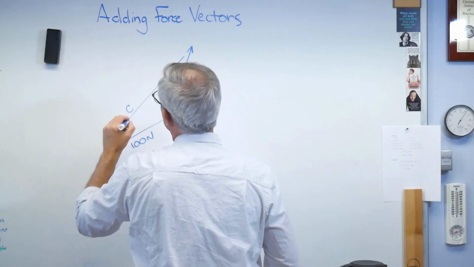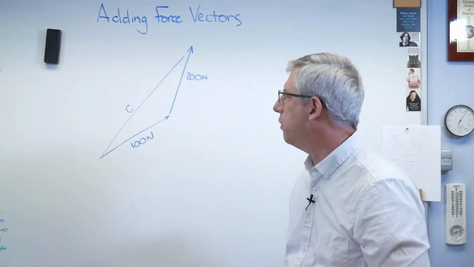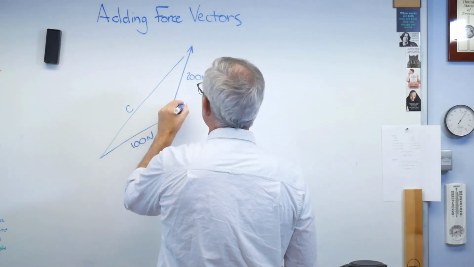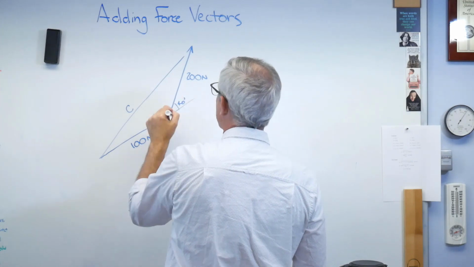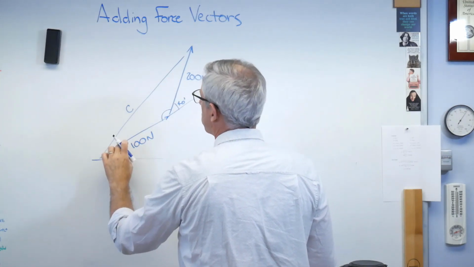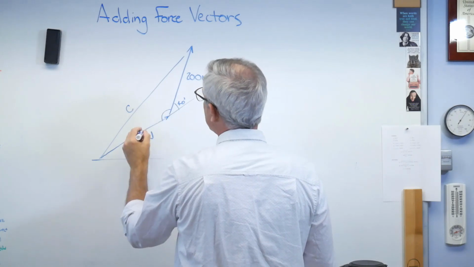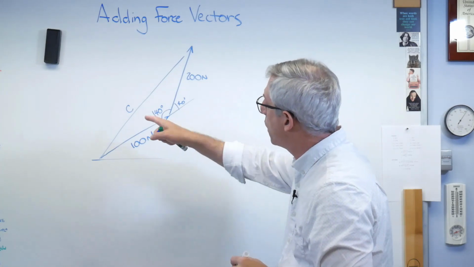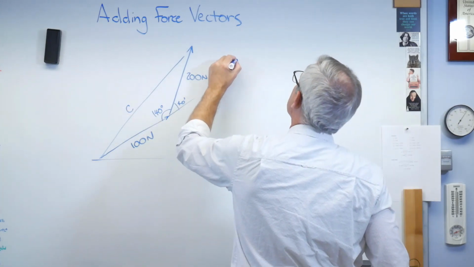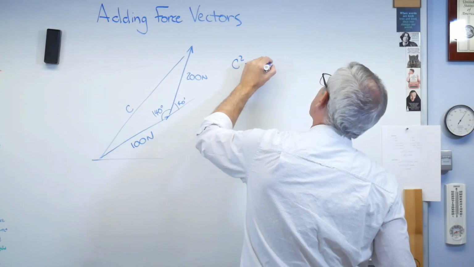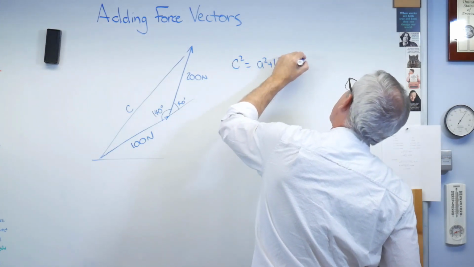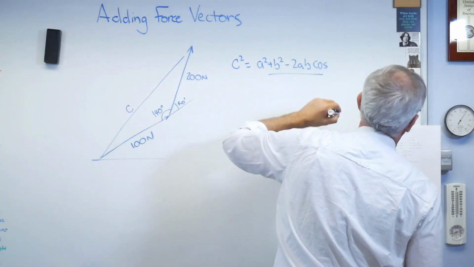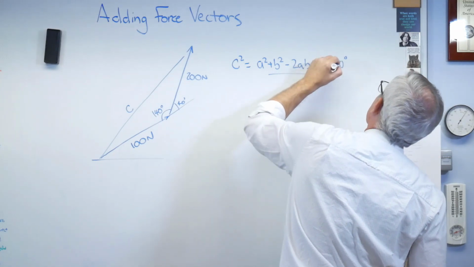And I don't know what that is. That's C. I'm going to figure that out. Well, I already know what it is, 283.975, but let's pretend I don't know that. Now, I need to know that angle in there. Well, that angle is 40 degrees, since this angle is 100 and that angle is 60. So this has to be 140 degrees in there. Well, if I want to know what C is, the law of cosines says C squared equals a squared plus b squared minus 2ab cosine of that angle right there. I guess I'll just put it in here as 140 degrees.